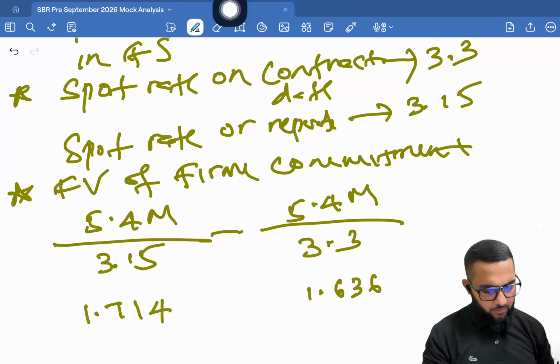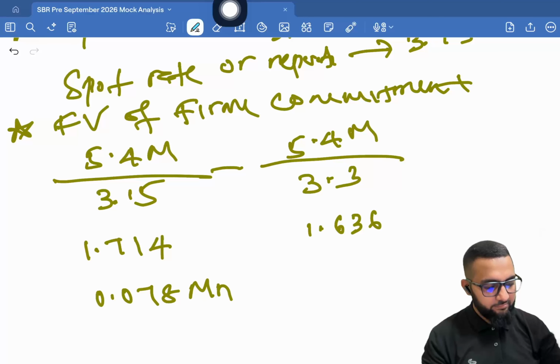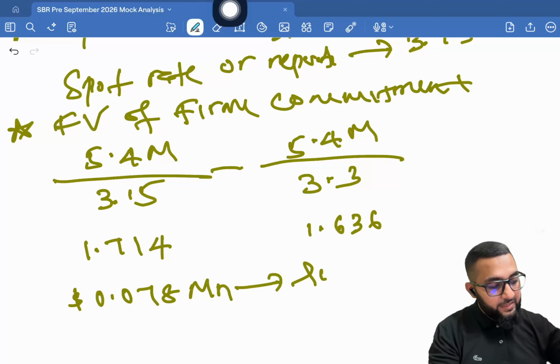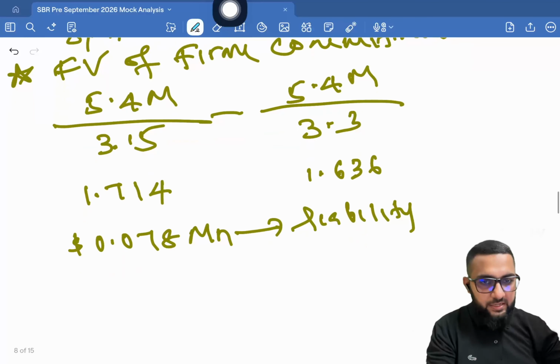1.714 minus 1.636 is 0.078. 0.078 million, or you can round it off to 0.08 million as well. Now in this case, it's a liability.